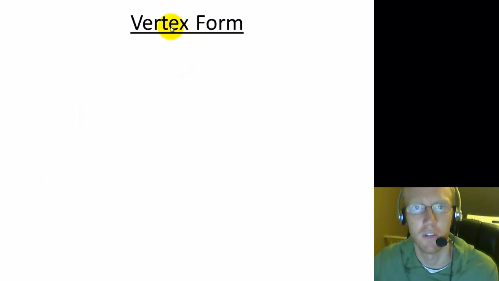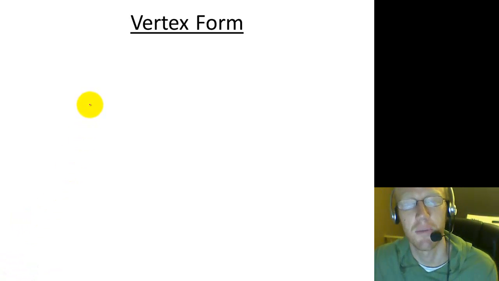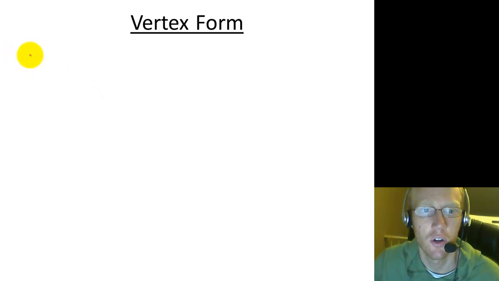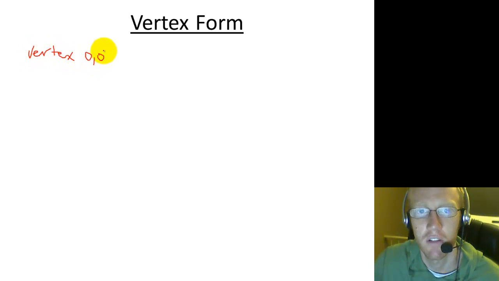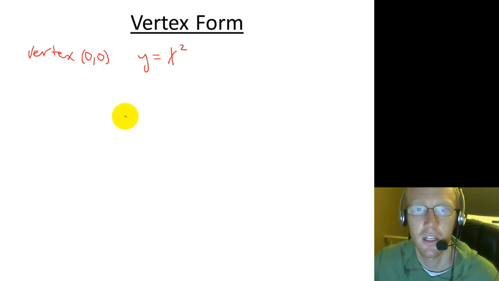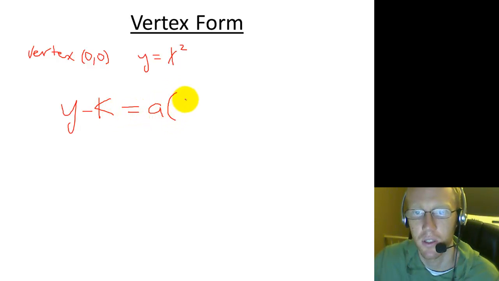So the first form is called vertex form, and vertex form is similar to what we've seen a lot in chapter 8, because when you slide a parabola around, the vertex is what changes. So your normal parabola, if the vertex was at 0, 0, and you haven't done anything at all to it, you would have y equals x squared. But we learned that if you slide left and right, h, and up and down, k, you can get a new parabola. And so the vertex form is y minus k equals a, parentheses, x minus h squared.